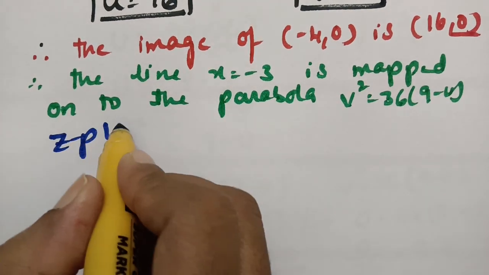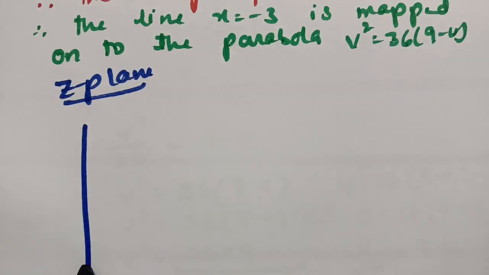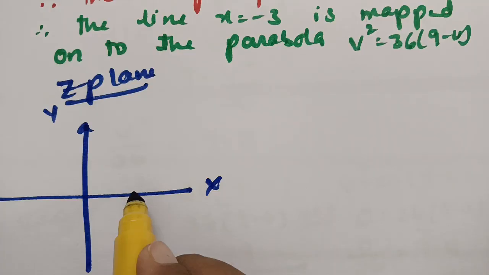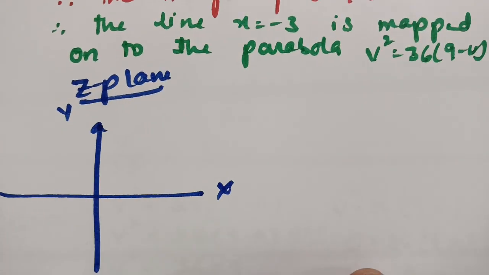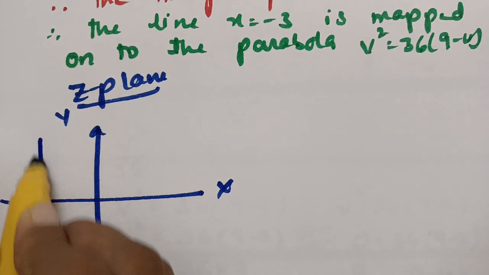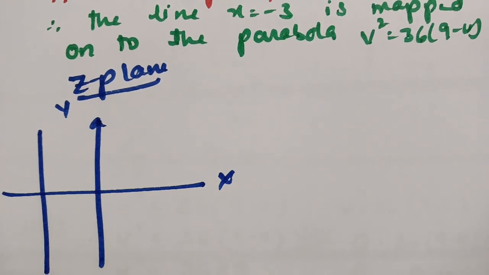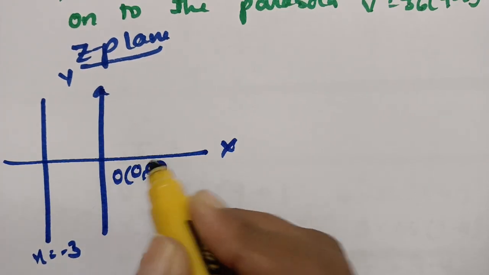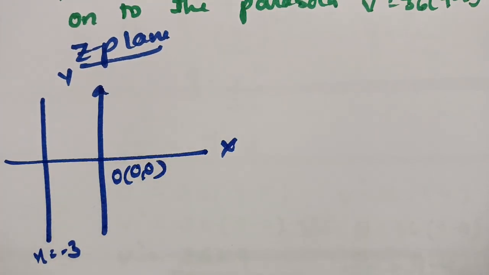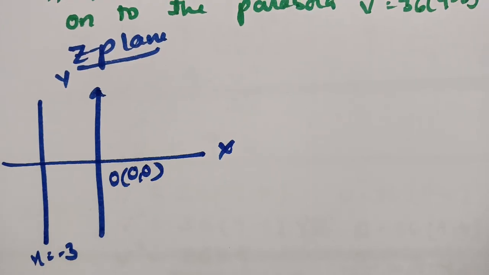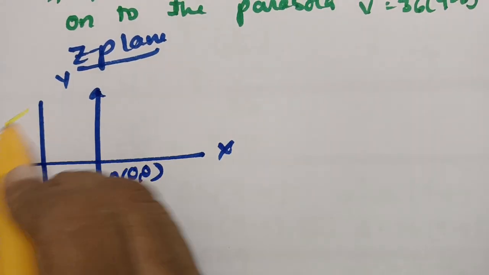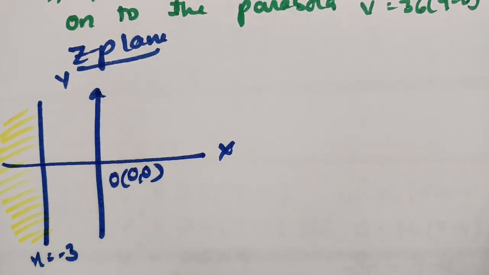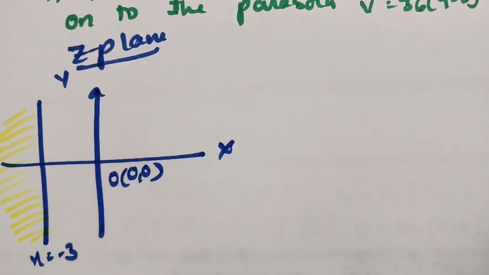So this is the z plane, which is very simple. This is the x-axis and this is the y-axis, and the value here is minus 3. So this will be towards this side. So x is equal to minus 3 is this line, and this is the origin 0 comma 0, and see the shaded part. So this will be the shaded part for x less than minus 3.